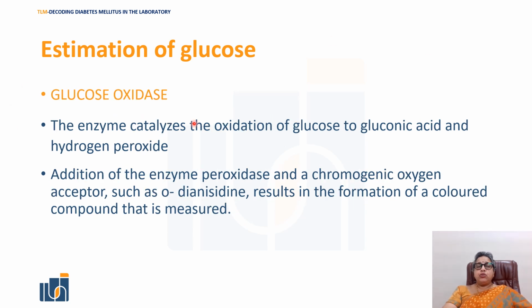So hexokinase is what most laboratories use to estimate glucose in the sample. The other method that is used is glucose oxidase. This enzyme catalyzes the oxidation of glucose to gluconic acid and hydrogen peroxide. Now, the hydrogen peroxide which is generated, you can add the enzyme peroxidase and a chromogenic oxygen acceptor. This will result in the formation of a colored compound, which is again measured spectrophotometrically. So you have these two endpoint assays using different enzymes, which ultimately result in the measurement of a colored compound at a given wavelength, which is usually 340 nanometer.